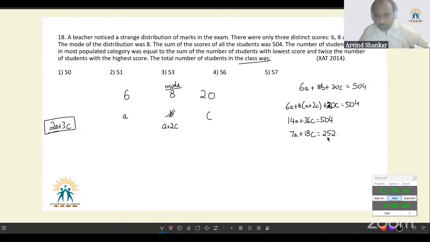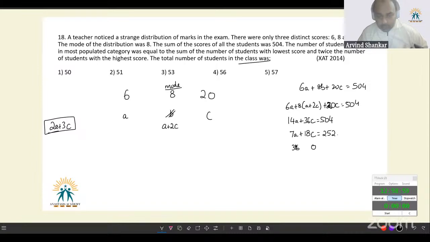First possible solution set, I see 252 is divisible by 7. So entirely dividing it by 7, the first solution set I get is 36 and 0. But this is impossible because then if A is 36 and C is 0, we would have 6 and 8 both as the mode. We cannot have that. 6 and 8 both are not the mode. The mode of the distribution was 8 only.